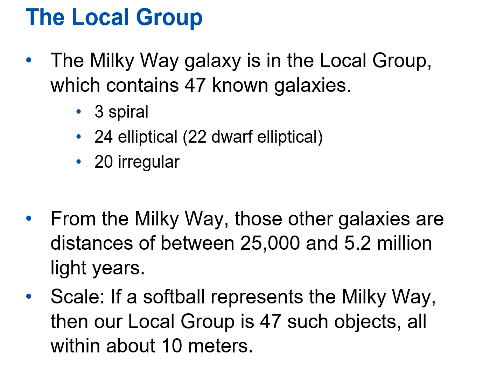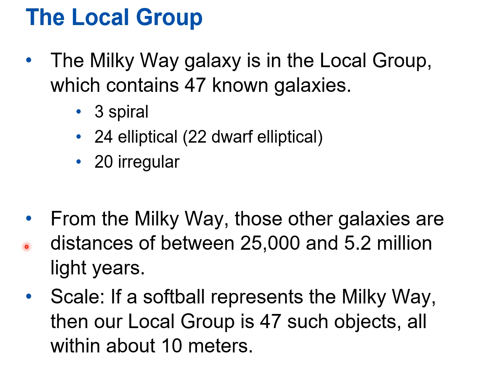Thinking about the scale and the layout of the local group, from the Milky Way, those other galaxies are distances between 25,000 light years and 5.2 million light years away. Now think about what that means. A galaxy 25,000 light years from us. The size of the Milky Way is 100,000 light years. So there are a few galaxies that are closer to us than the size of the Milky Way. So they are actually merging into the Milky Way, becoming a part of the Milky Way.